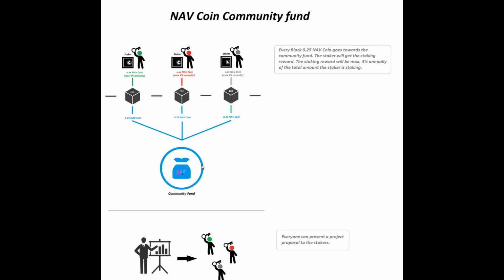So as you can see here, every block, so every 30 seconds, a stake reward will go to the staker who found the block. Also, every 30 seconds, 0.25 NavCoin will go into the NavCoin Community Fund. 0.25 NavCoin each 30 seconds equals up to about 21,000 NavCoin each month. The NAV in the Community Fund is aimed for development or any other project that will help NavCoin grow further. This could be anything from marketing videos to actual application development or whatever you can think of.